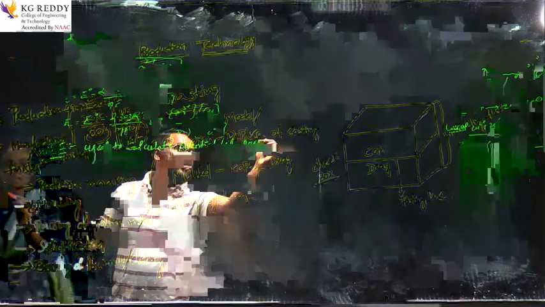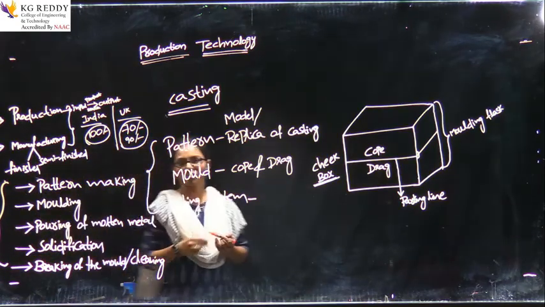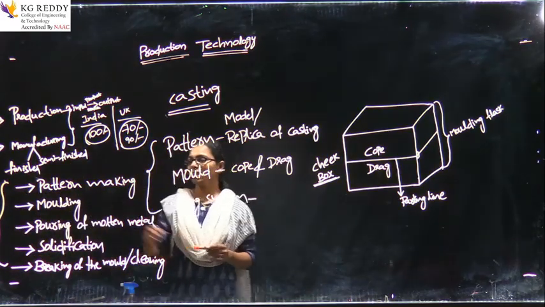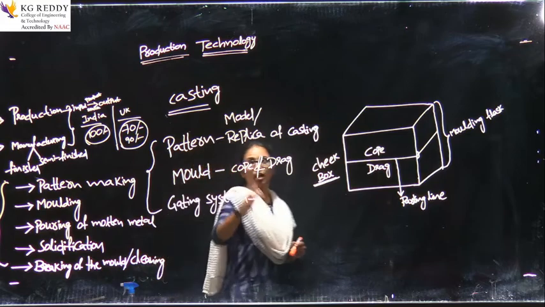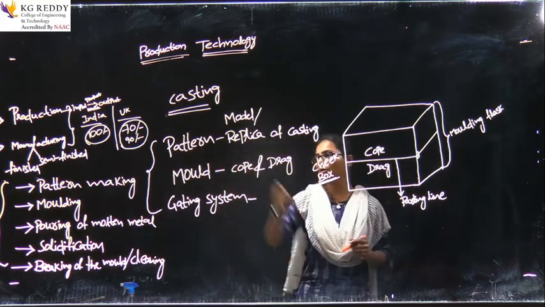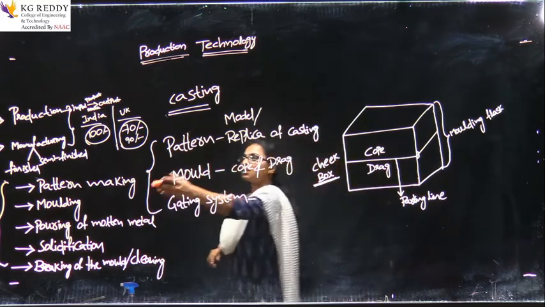So these are the basic steps to perform the casting process. In that, the first one is pattern making. Already we discussed about pattern here. It is the first step in the casting.